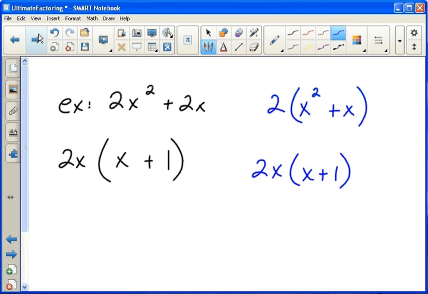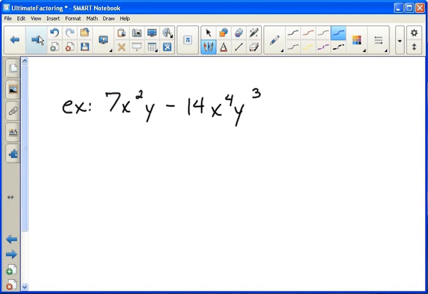Okay, so now we're getting a little more complicated. 7x squared y minus 14x to the fourth y cubed. So let's just start by thinking about the numbers. So first 7 and 14. Well, 7 and 14 have a 7 in common. So I'm going to pull out a 7.